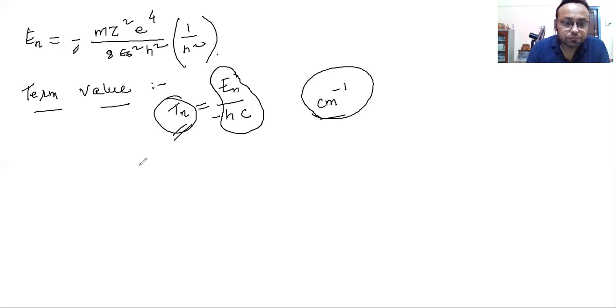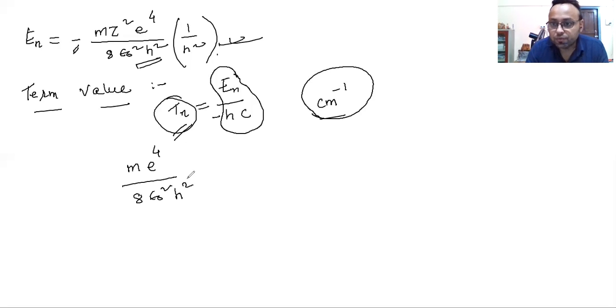Now again we get back to the main equation. In this equation, I can make out a constant: m e to the power 4 divided by 8 epsilon naught squared h squared. This seems to be a constant. I'm not bringing Z here, since Z can be a different atomic number. So this comes out to be a constant, and let us represent this constant as R infinity.